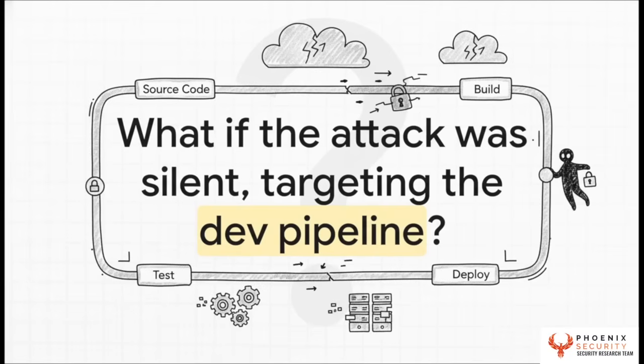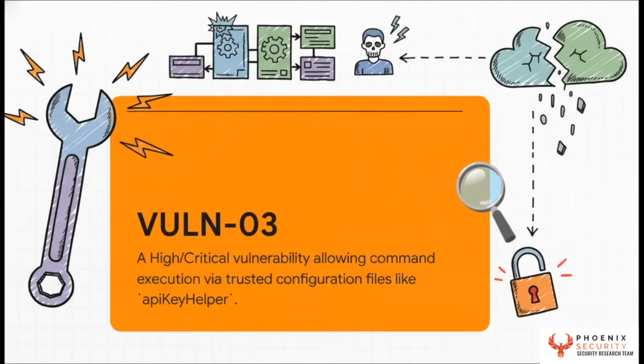I mean, what if the attack was designed from the ground up to be silent, targeting the absolute heart of a company's development pipeline? We're not talking about a single developer's laptop anymore. We're talking about the CI/CD system, the automated engine that builds, tests, and pushes out all your code. And that brings us to vuln03. Now this one uses a totally different way in, a different vector. But as you're about to see, it's the same old flaw under the hood.